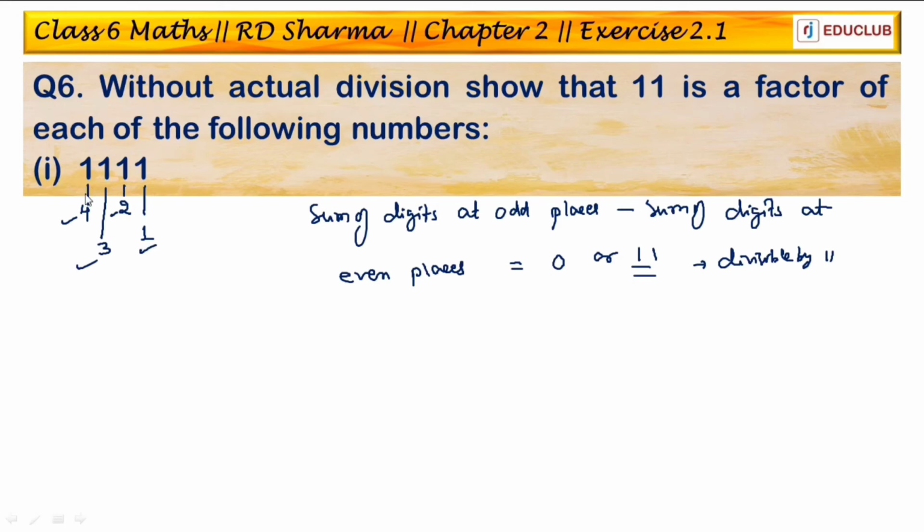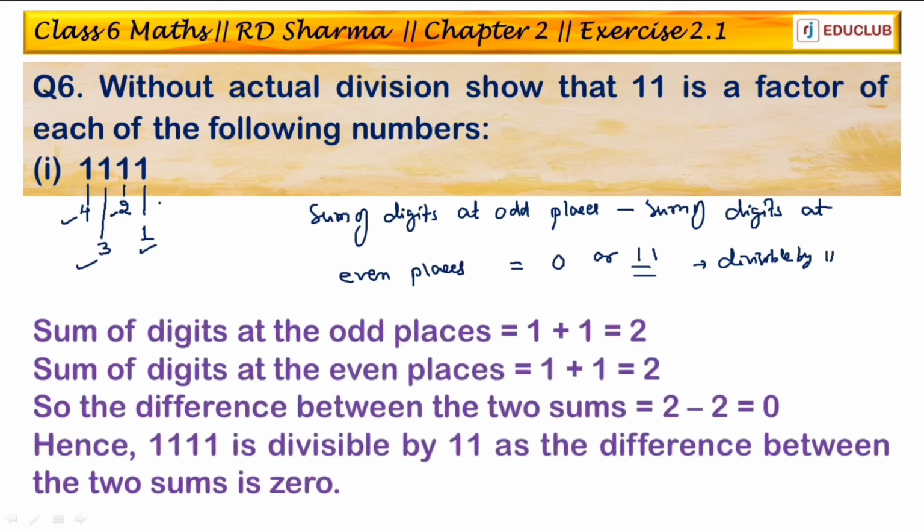Now we will see 1111. The sum of the digits at the odd places is what? The odd places are first and third. The digits are 1 and 1. The sum is 1 plus 1, which is equal to 2. Now the digits at even places: this is the even place 2 and this is the even place 4.